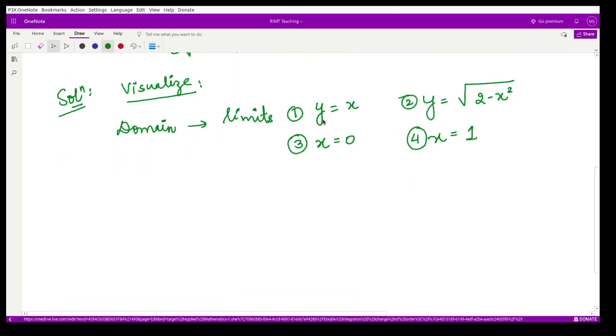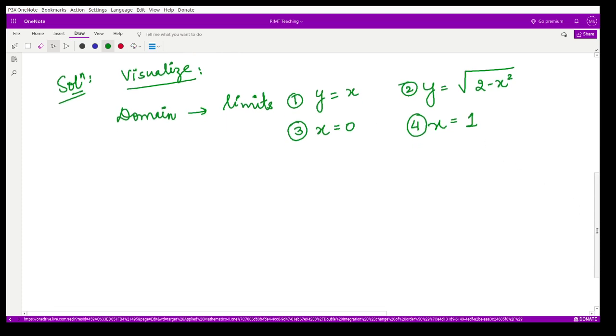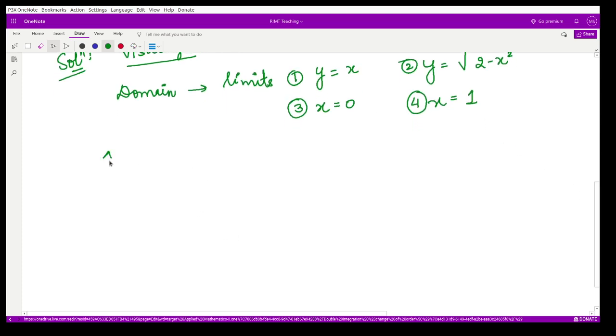So here, y is equal to x. What is that? Let me draw the coordinate axes. This is the x-axis, this is the y-axis, and this is the origin. What is y is equal to x? That is a straight line passing through the origin, making an angle of 45 degrees with the x-axis. So this is y is equal to x.